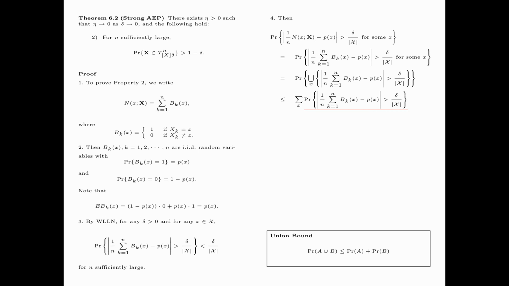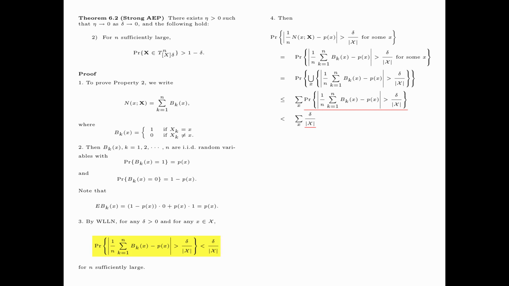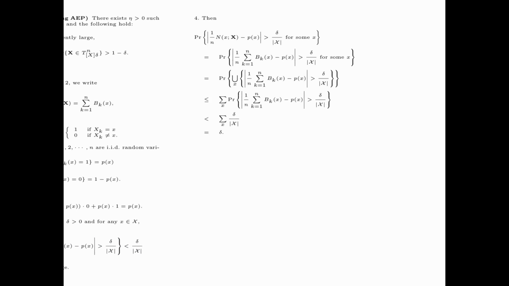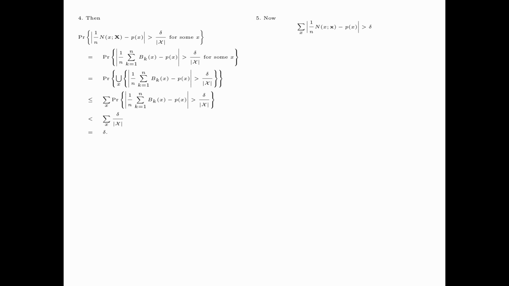Now the probability of this event for a particular x is upper bounded by delta divided by the size of the alphabet. And so we have summation over x of delta divided by the size of the alphabet. Because the number of terms in the summation is exactly equal to the size of the alphabet, this is equal to delta. Now, the event that the summation over x of the absolute value of 1 over n N(x; X) minus p(x) is greater than delta implies the event that the absolute value of 1 over n N(x; X) minus p(x) is greater than delta divided by the size of the alphabet for some x.